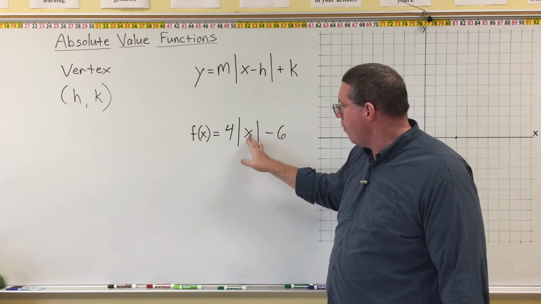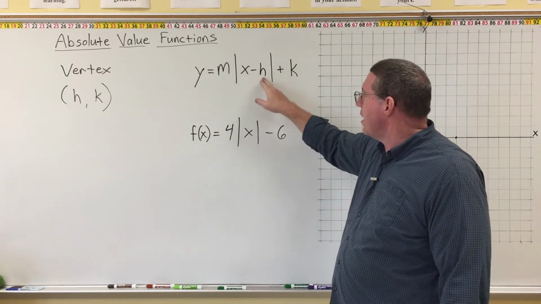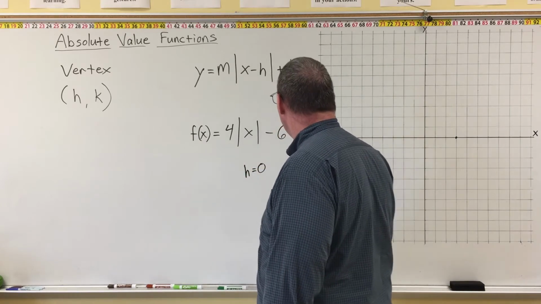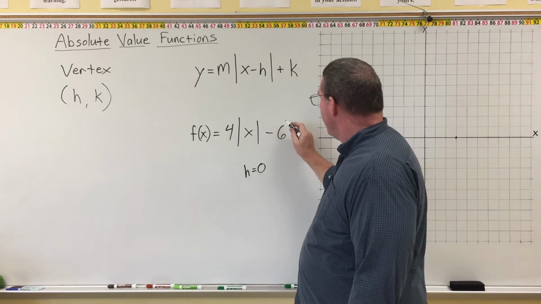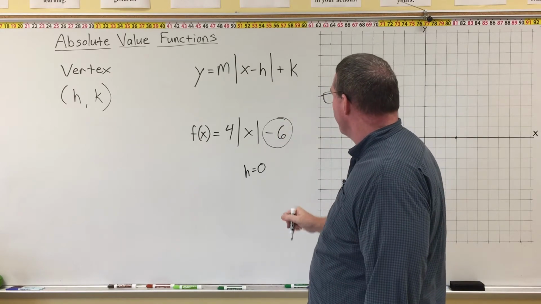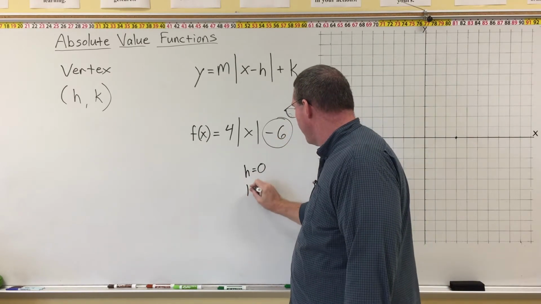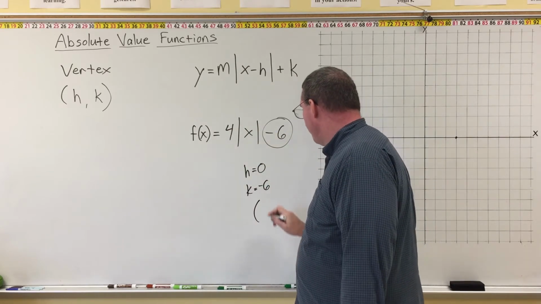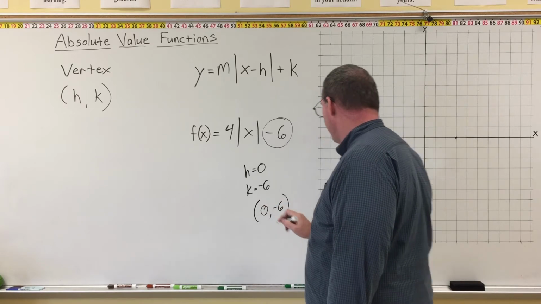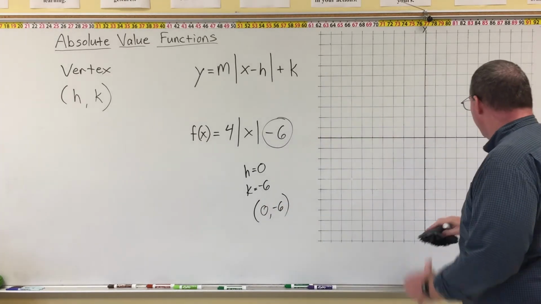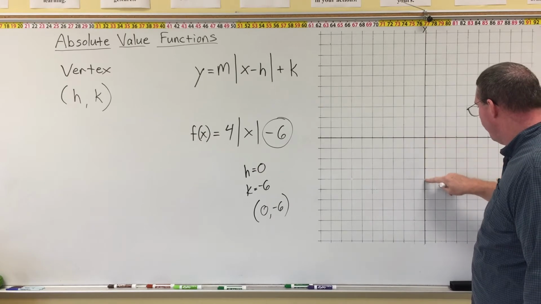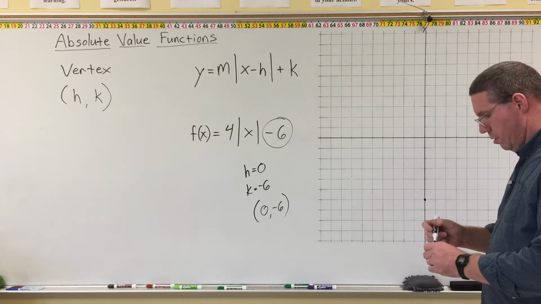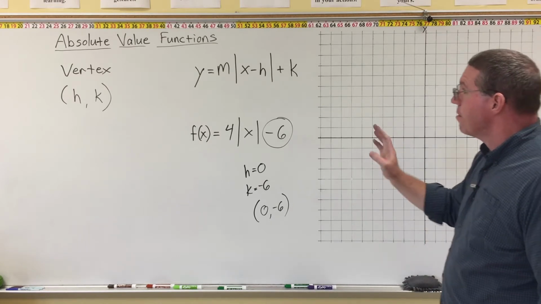So if you see an x all by itself in here, that just means that the h is equal to 0. So in this case, h is equal to 0. And then whatever you see on the end here with the sign, that is the k. So in this case, k is negative 6. And therefore, the coordinates of the vertex of this absolute value function are 0, negative 6. Okay? And so that will be at 0 and 1, 2, 3, 4, 5, 6. That'll be right here. Okay? And so that is identifying the vertex.